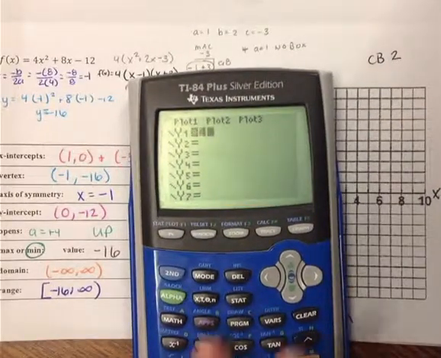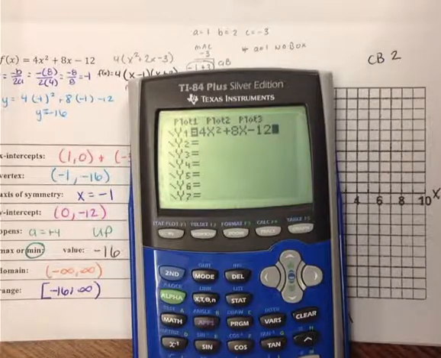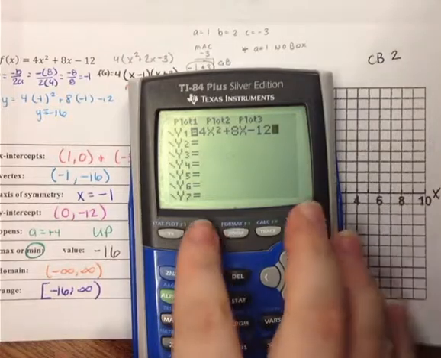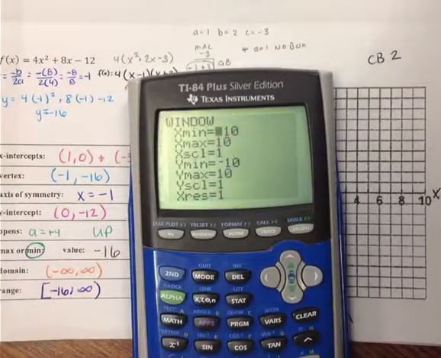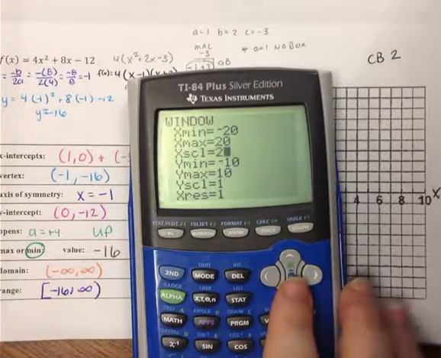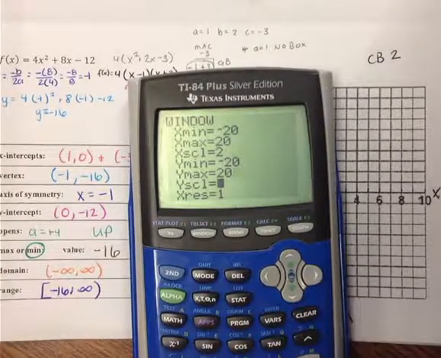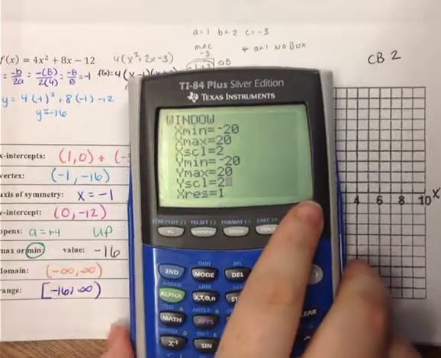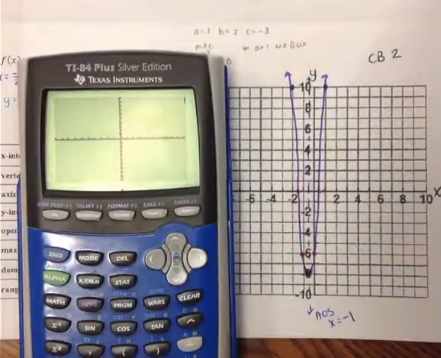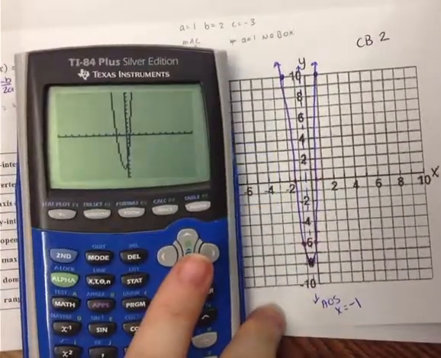Okay. So if I want to check my graph, I would do 4x squared plus 8x minus 12. Now we can change our window to make it a 20 by 20. And go to my window. I want to go to a -20 on my x's, a positive 20, and then I'm going to count by 2's. Now I'll do the same thing on my y's. -20, positive 20, and we're going to count by 2's. So now we're going to graph it. And this looks very similar to our graph on the paper.